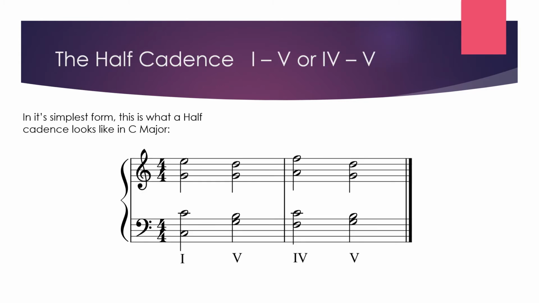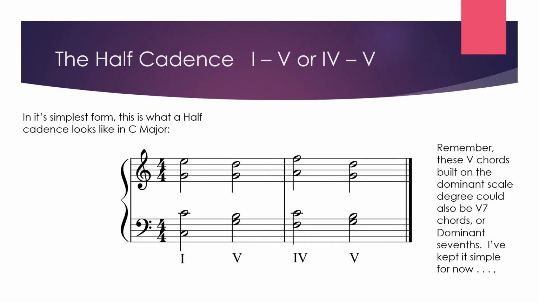In its simplest form, this is what a half cadence looks like in C major. Remember, these 5 chords built on the dominant scale degree could also be 5-7 chords, or dominant 7 chords. I've kept it simple for now. The half cadence, 1-5, in the key of C. And the half cadence, 4-5, in the key of C.